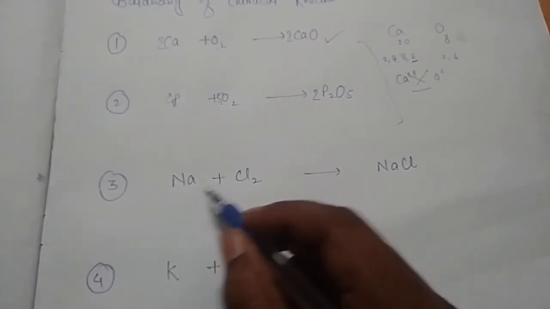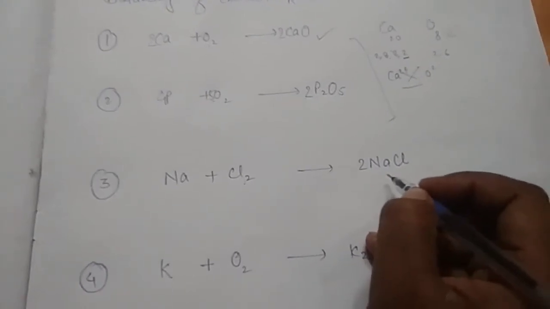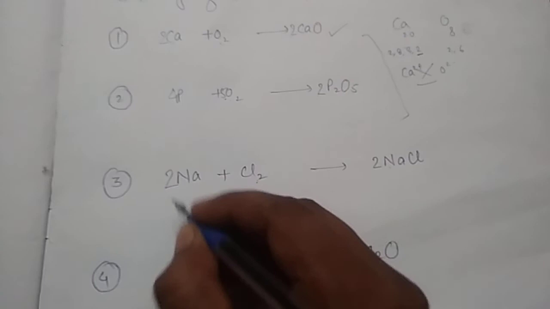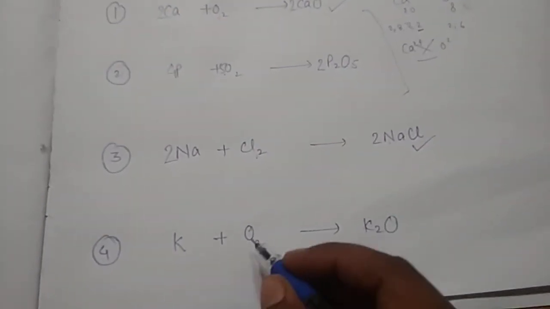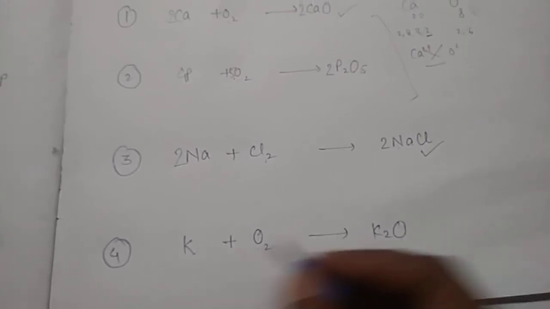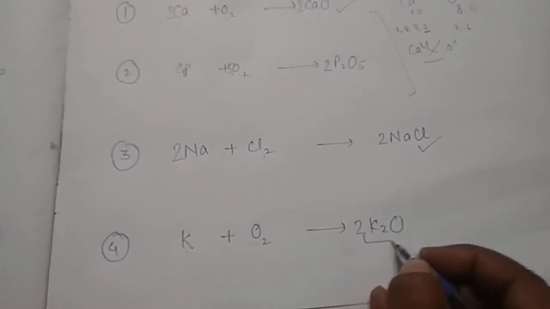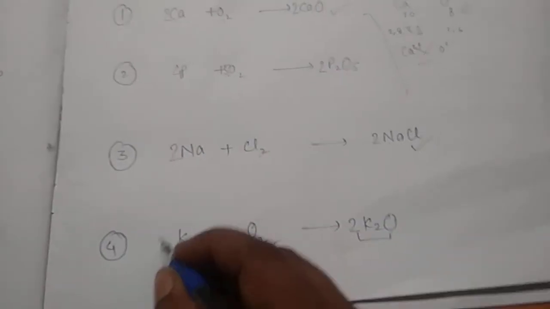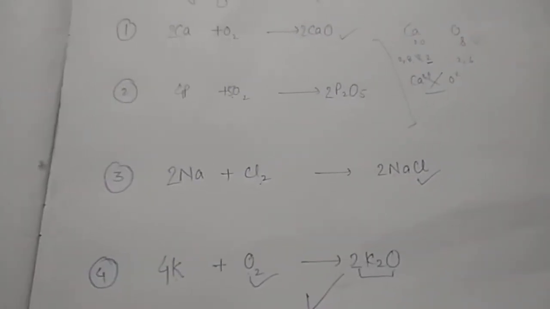See, sodium plus chlorine: there will be 2 chlorine, and there will be 2 sodium. Balance it, children. Now let's see, 2, 1, 3 oxygen and 2 potassium. So we will balance oxygen first. 2 oxygen, 2 oxygen, and 4 potassium. Balance, children. You can practice from the book now.